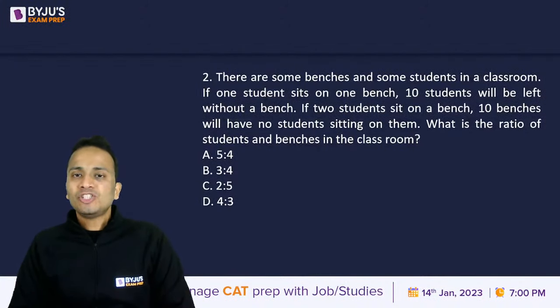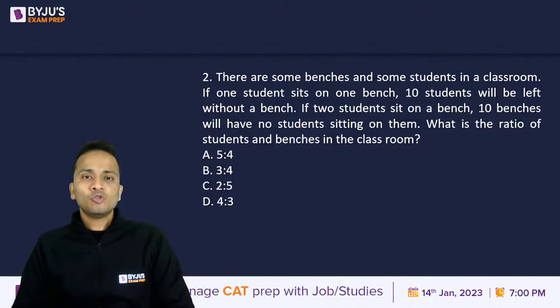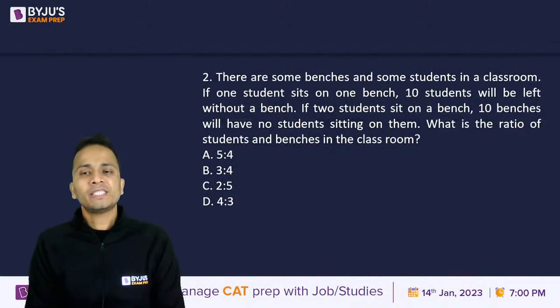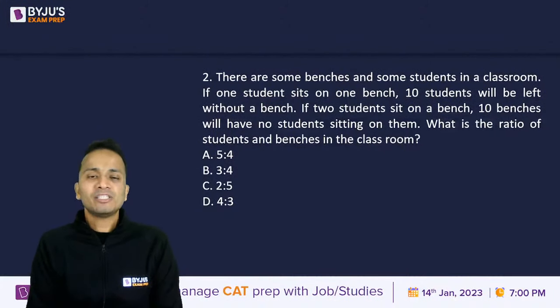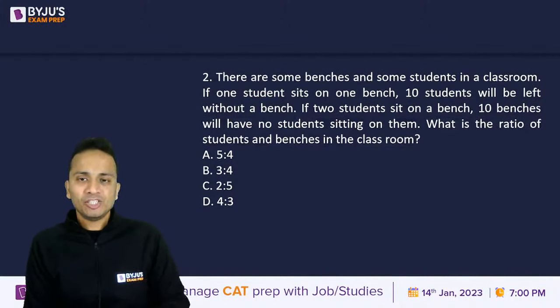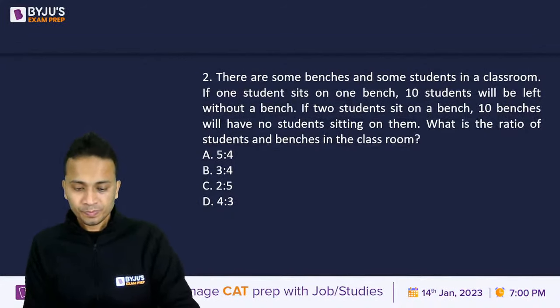There are some benches and some students in a classroom. If one student sits on one bench, 10 students will be left without a bench. If two students sit on a bench, 10 benches will have no students sitting on them. What is the ratio of students and the benches in the classroom?